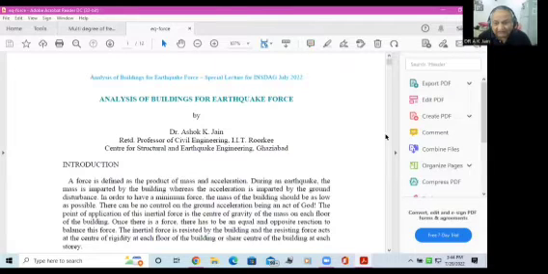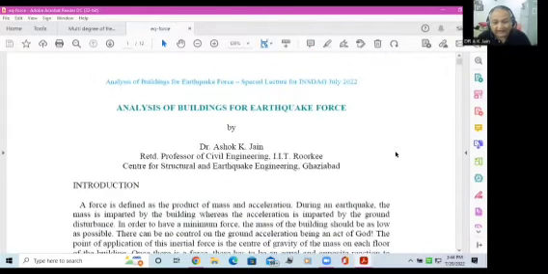Okay, then I will move to the second part of my lecture, that is the analysis of buildings for earthquake force. What are the characteristics of the buildings? That I will discuss next time. Today I will discuss how to calculate the earthquake force and how to analyze a building for the earthquake force.